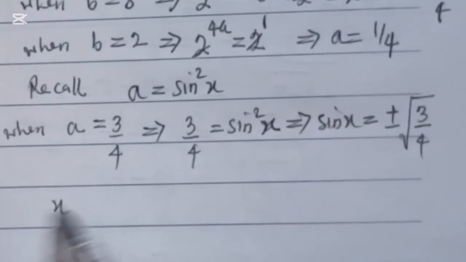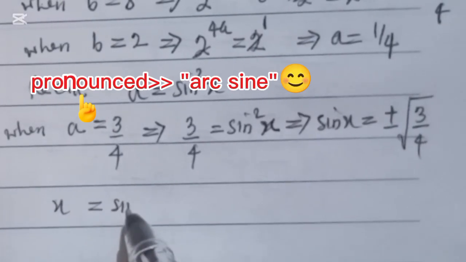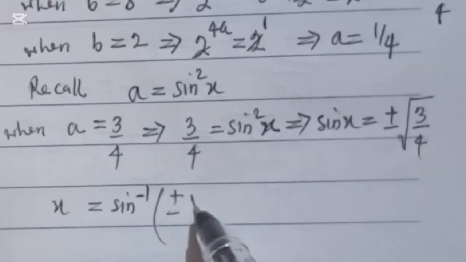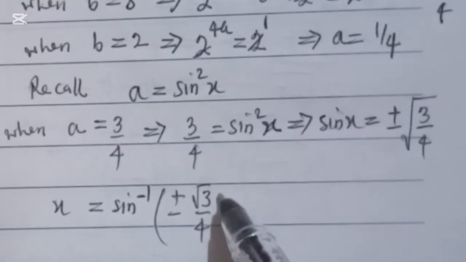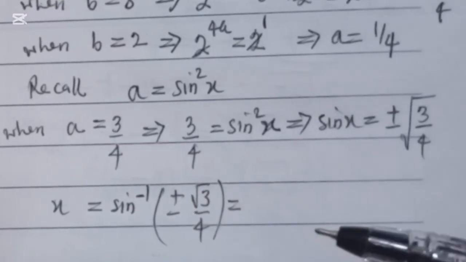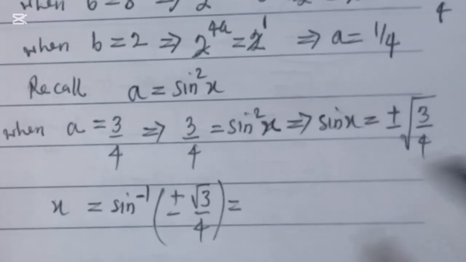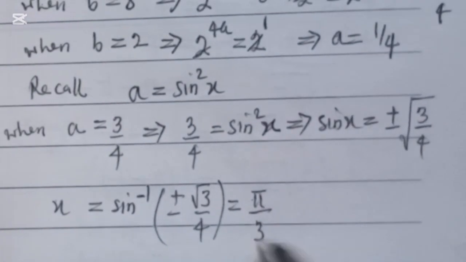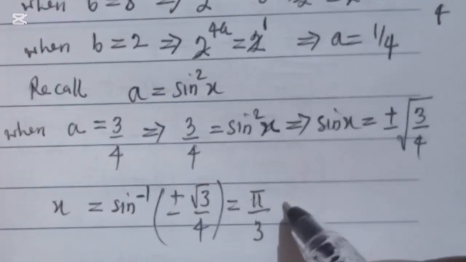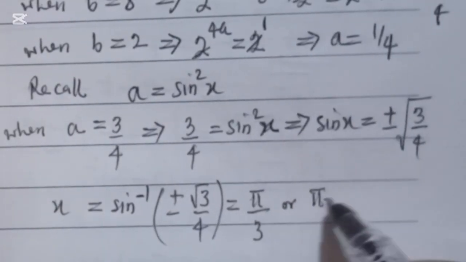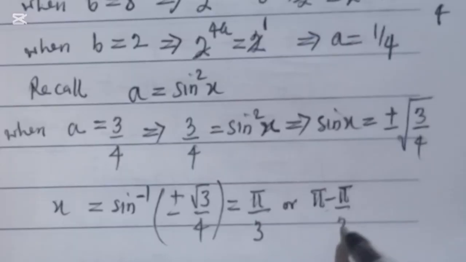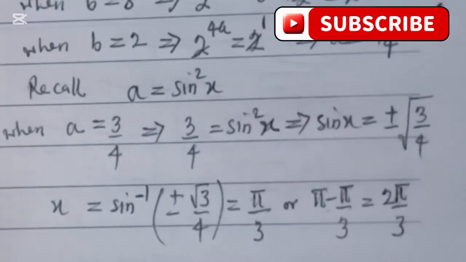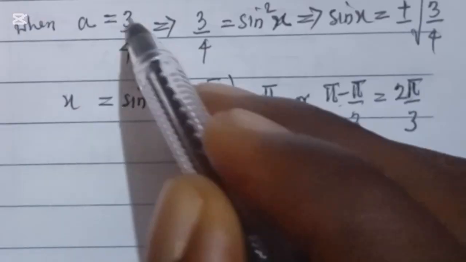And that would mean that x is equal to arc sine plus or minus the square root of 3 over 4. And when you evaluate this, you're going to get the first value to become pi over 3. Alright, and then the second value would be pi minus pi over 3, and when you do that, you're going to get 2 pi over 3. Okay, that's when a is equal to 3 over 4.